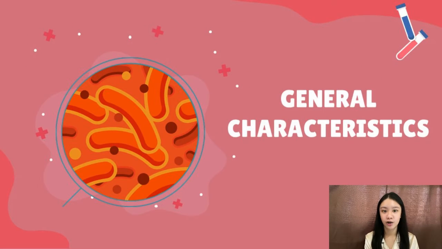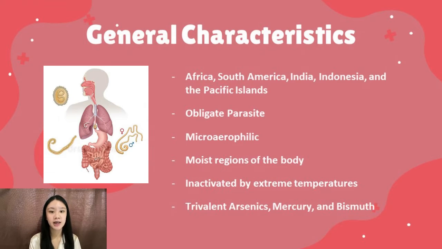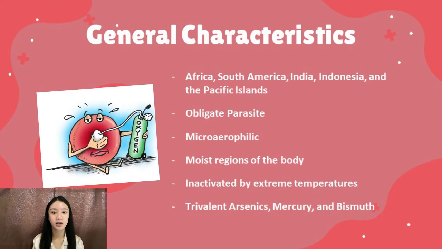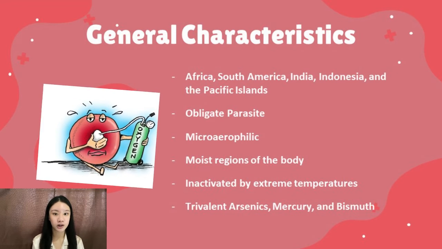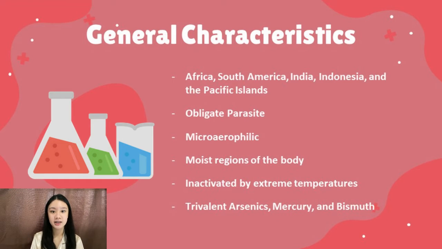Let's proceed to the general characteristics. Treponema pallidum predominates in the tropical areas of Africa, South America, India, Indonesia, and the Pacific Islands. It is an obligate parasite, which means that it can only live inside the human body. It is also microaerophilic, which means that it needs oxygen in order to survive, but it only requires low levels of oxygen. Also, T. pallidum is highly fastidious and fragile since it can be deactivated by extreme hot and cold temperatures, and it can be rapidly immobilized and killed by trivalent arsenics, mercury, and bismuth.